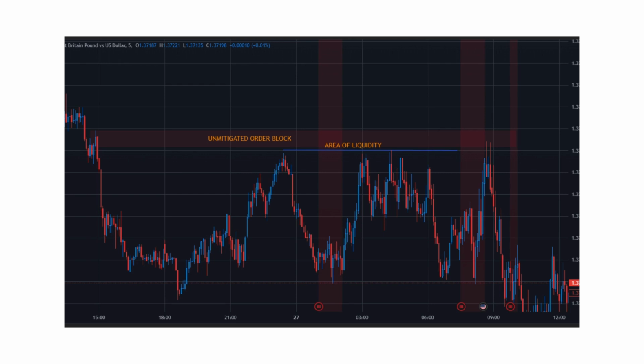Traders, one must understand these areas of liquidity before executing the trades. These areas of liquidity are places where traders are most likely to take trades, like our support and resistance levels, trend lines, swing highs and lows, areas of demand and supply, double top or bottom, triple top or bottom, previous day high and low, forex sessions high and low, weekly high and low, etc.